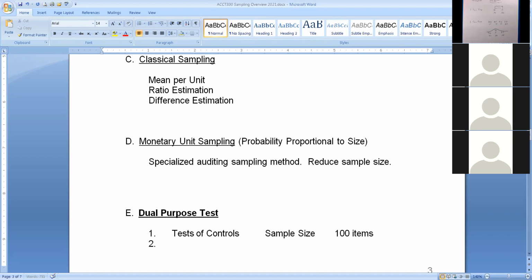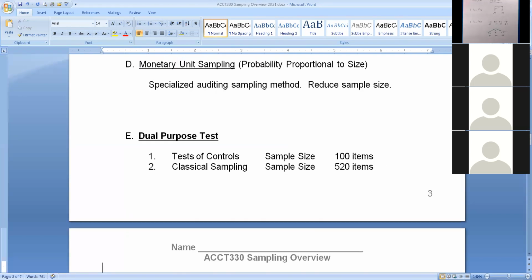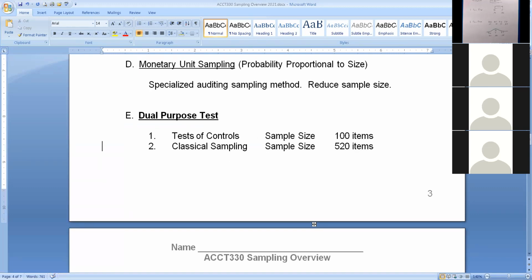We do some classical sampling, and we need a sample size of 520 items. Dual purpose testing would say, okay, wait, since you already picked a sample of 100 items to do the test of controls, for the classical sampling you only need to pick another 420. So you'd have a dual purpose test.